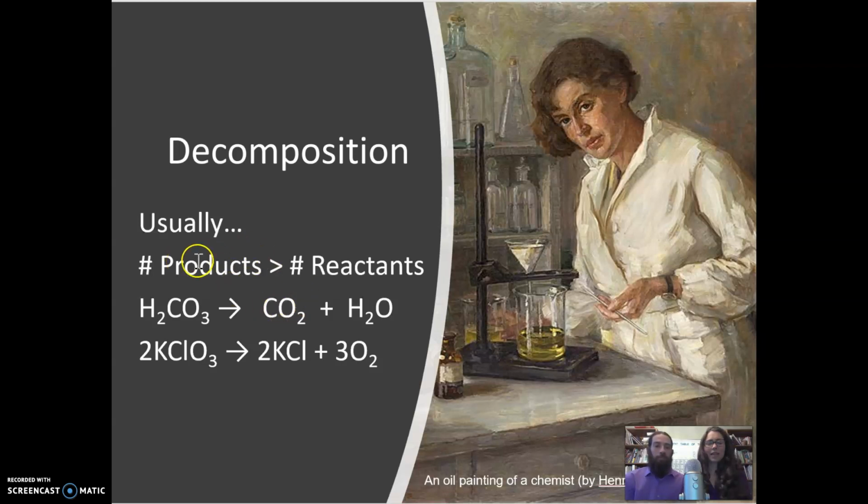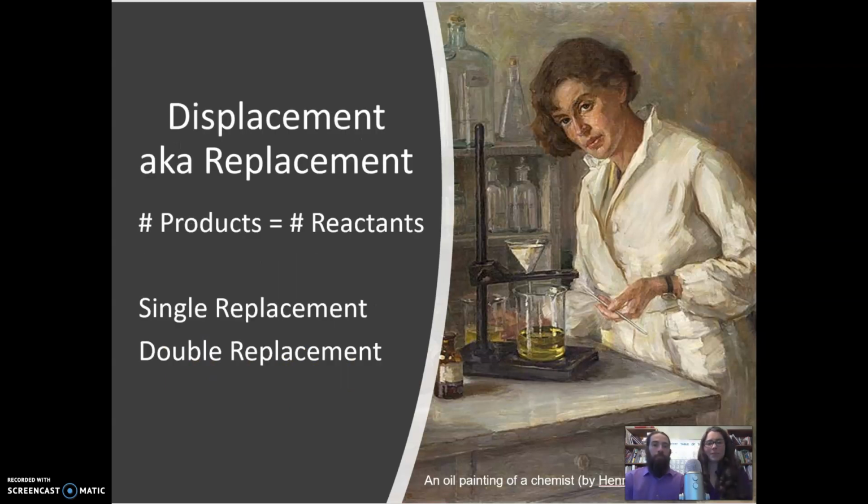Decomposition, like Professor Corey mentioned, the number of products is greater than the number of reactants because we broke down the reactants into more than one. In this case, we had one thing breaking into two, one thing breaking into two. It's not always that, but it is something is being broken down into different substances. So that would be decomposition.